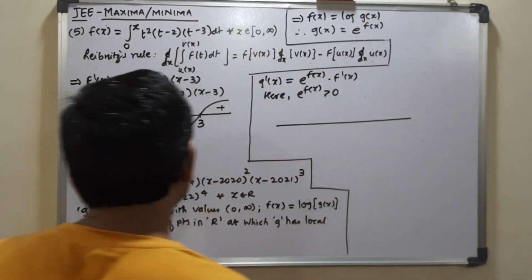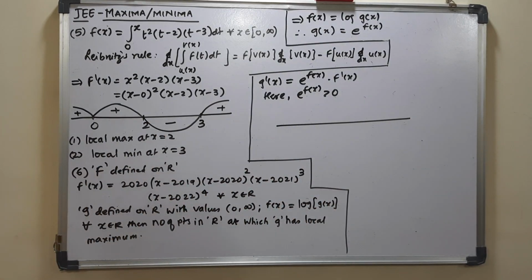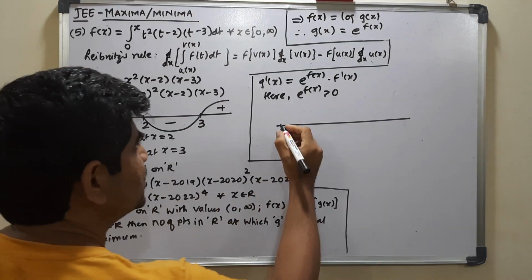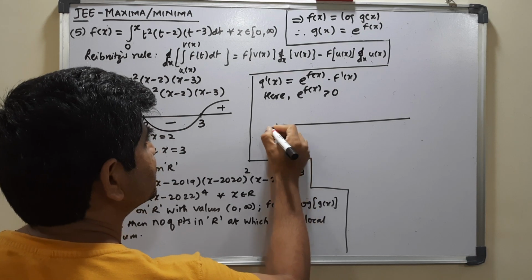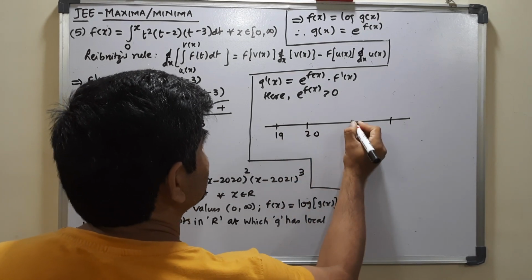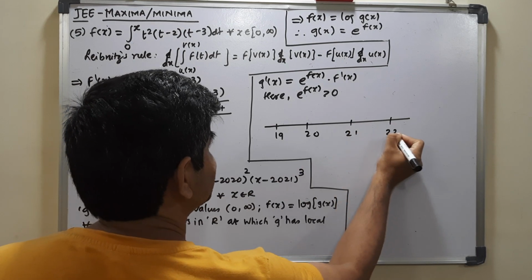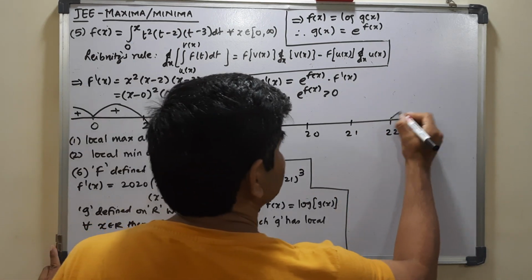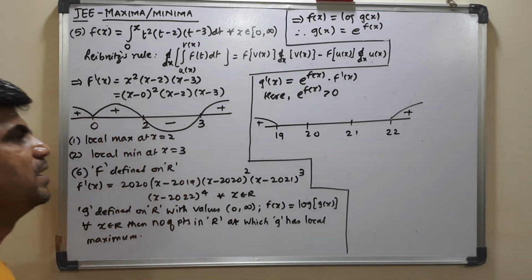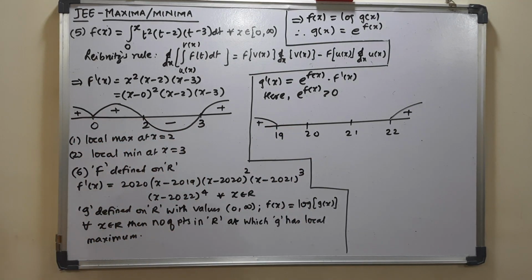So I just showed you this same thing I am taking here. Here I have the points 19, 20, 21, 22. Yes. So this is your 19 and this is your 20. This is your 21 and this is your 22. Obviously this side it will be plus and even this side it will be plus. Okay, now you can check it.